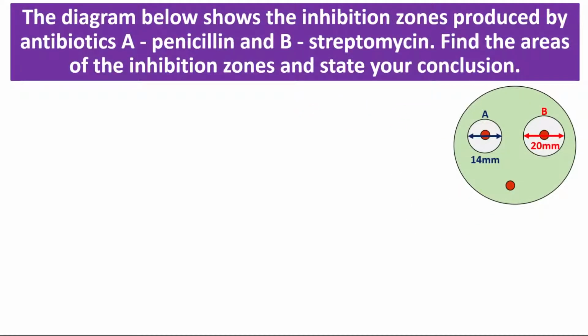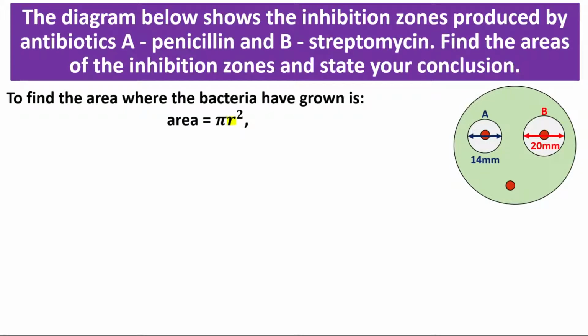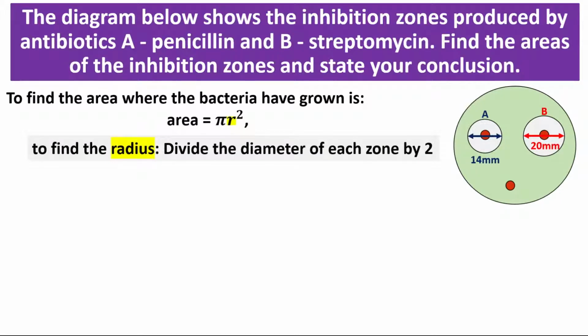The diagram below shows the inhibition zones produced by antibiotics A, penicillin, and B, streptomycin. Find the areas of the inhibition zones and state your conclusion. The formula to find the area where the bacteria have grown is area equals pi r squared. You also need to find the radius: divide the diameter of each zone by 2.